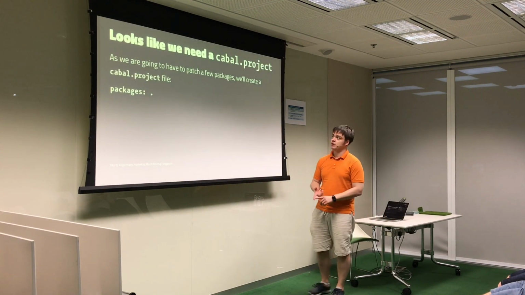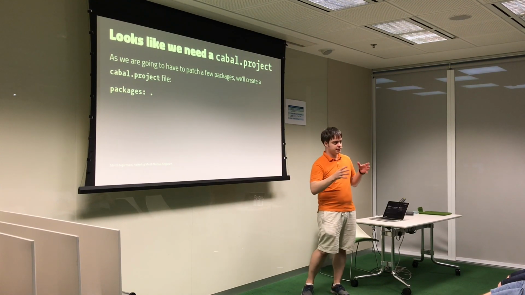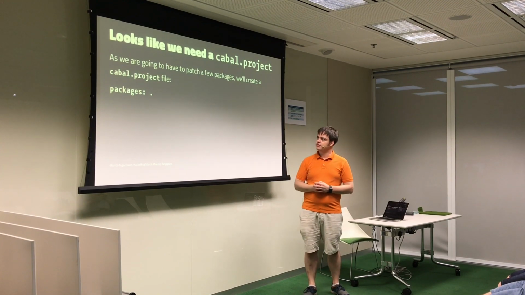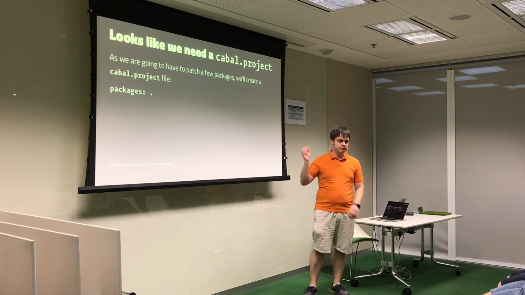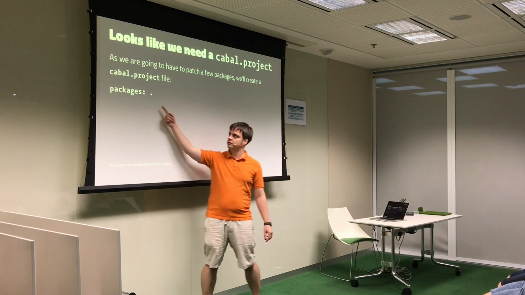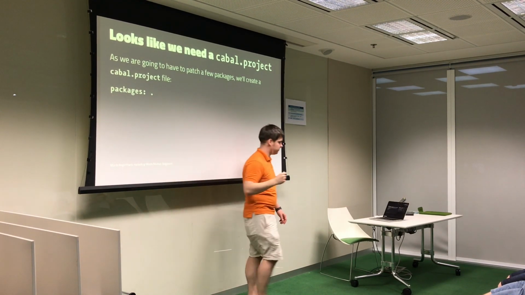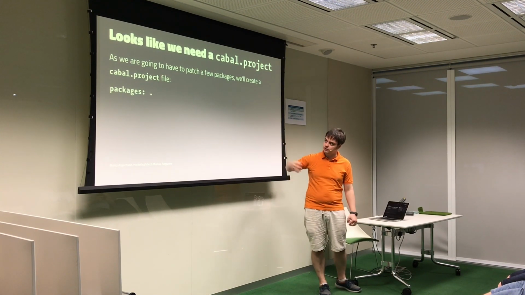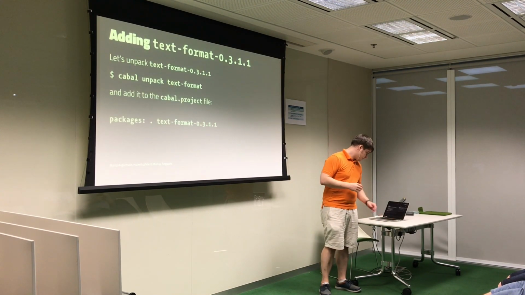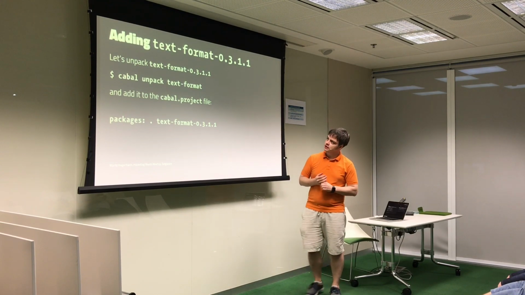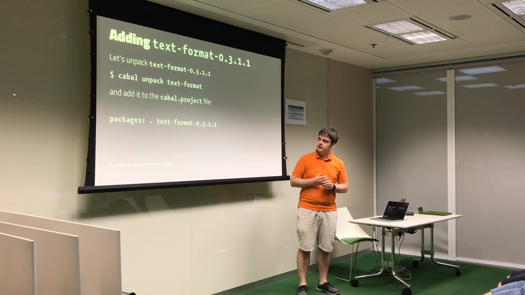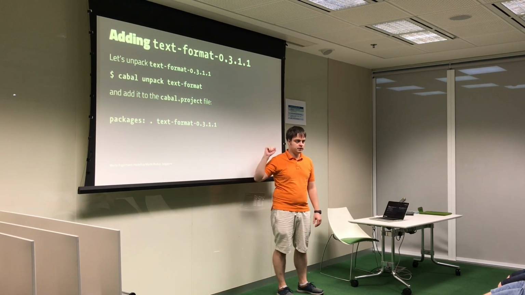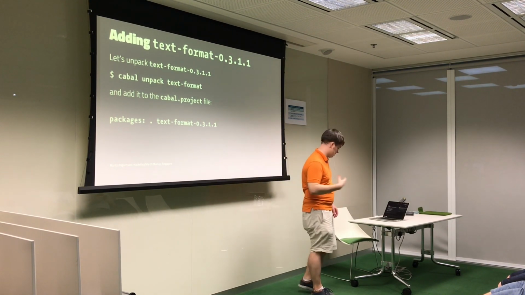We're going to create the Cabal project file first, because then we can basically say what packages we want to include in our local build. And we start with a Cabal project file that's empty and basically just contains the dot for the local package, and then it just builds. When you then ask Cabal for new-build, it will just basically build the current package. And then we basically ask Cabal to unpack text-format and add it as a second package into our Cabal project file. If there are questions, just ask at any time.